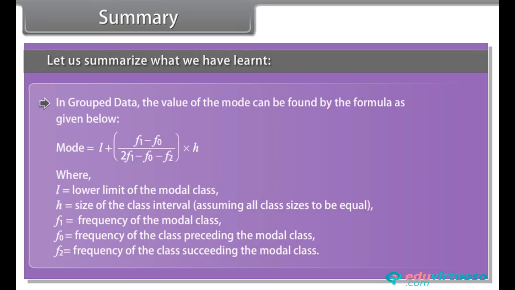In grouped data, the value of the mode can be found by the formula as given. L plus f1 minus f0, that is divided by 2f1 minus f0 minus f2 multiplied by h, where L is equal to the lower limit of the modal class, h equals the size of the class interval, assuming all class sizes to be equal, f1 equals the frequency of the modal class, f0 equals the frequency of the class preceding the modal class, f2 equals the frequency of the class succeeding the modal class.